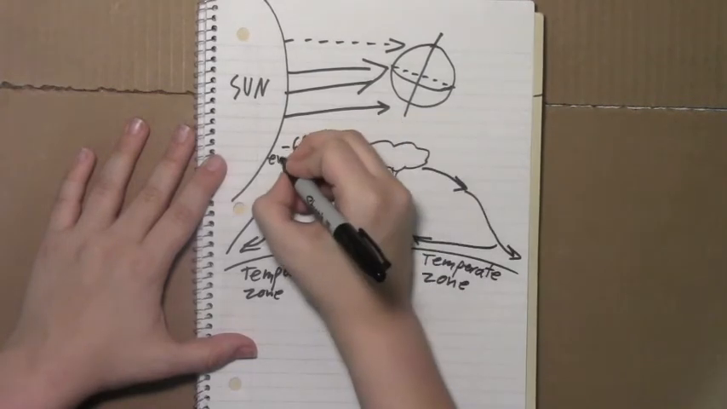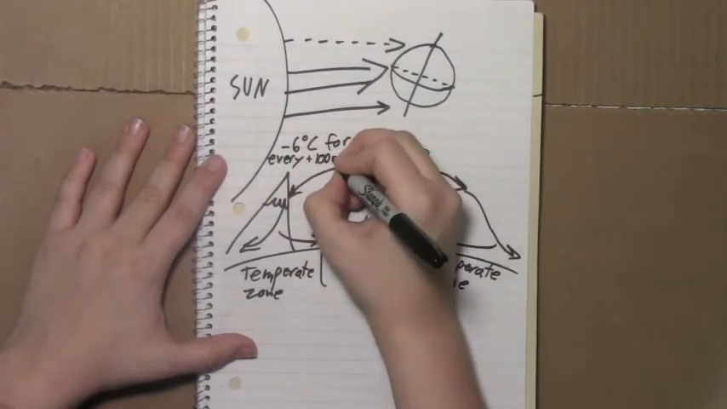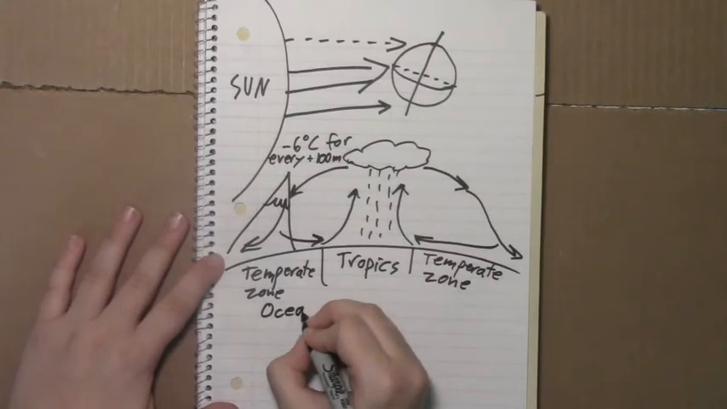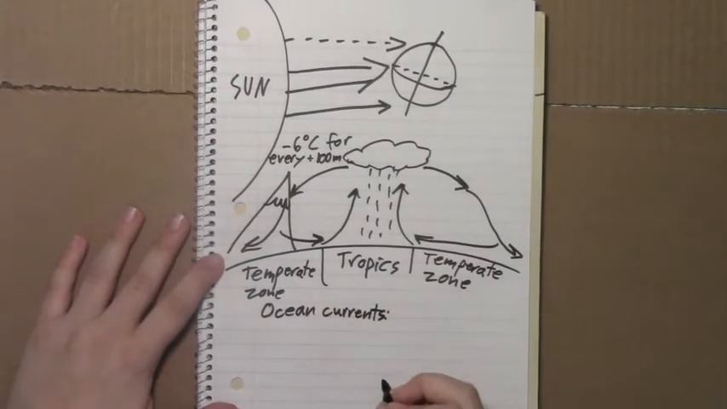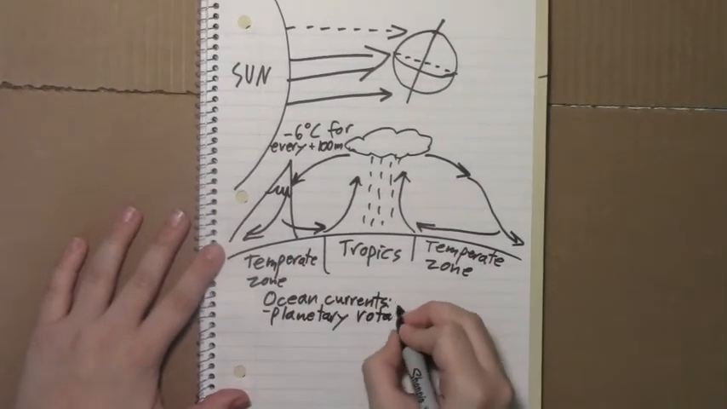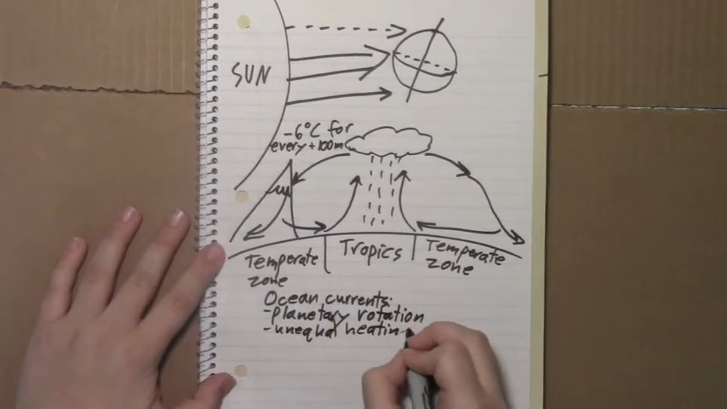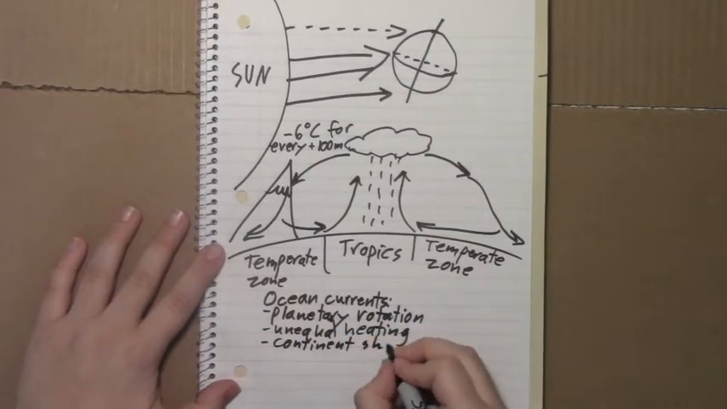Landforms, like mountains, also affect this, as the elevation helps to decrease air temperature. Ocean currents are influenced in much the same way by planetary rotation, unequal heating of surface waters, and the locations and shapes of the continents.